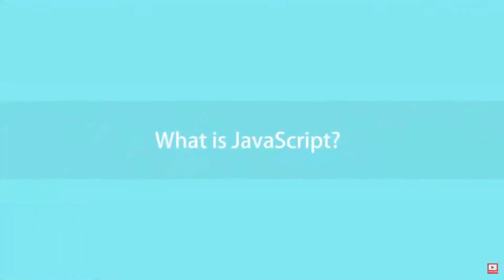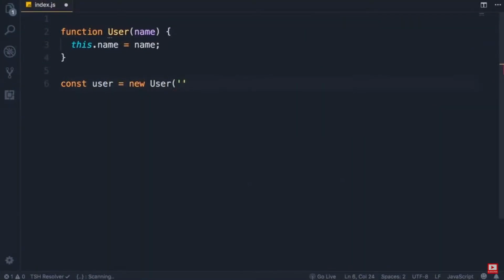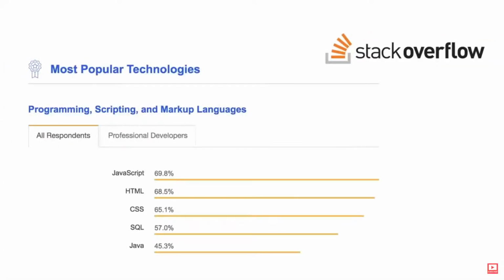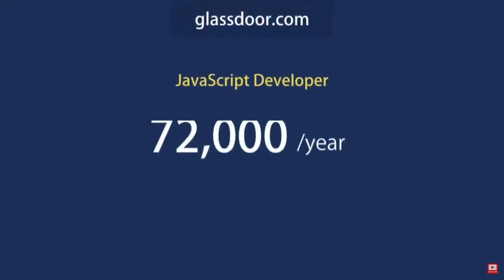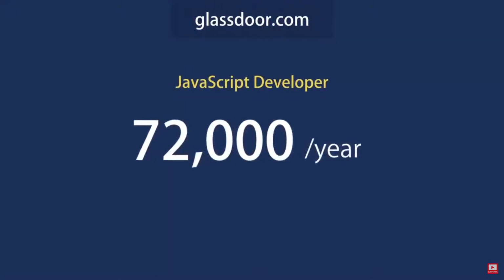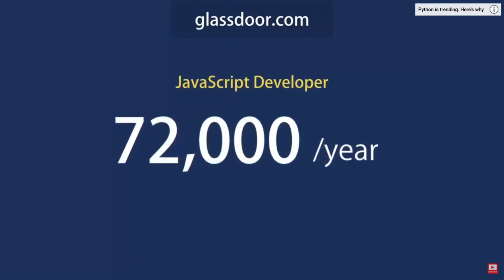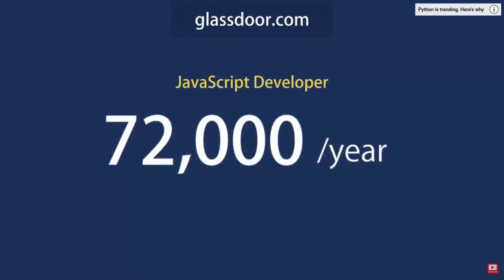What is JavaScript? JavaScript is one of the most popular and widely used programming languages in the world right now. It's growing faster. Companies like Netflix, Walmart, and PayPal build entire applications around JavaScript. And here's the average salary of a JavaScript developer in the United States. That is $72,000 a year. So it's a great opportunity to get a good job out of learning JavaScript.